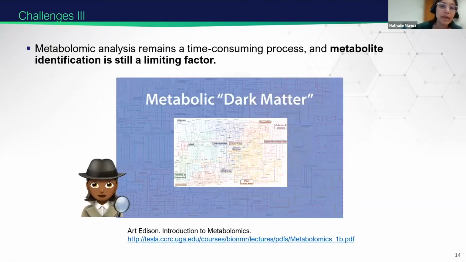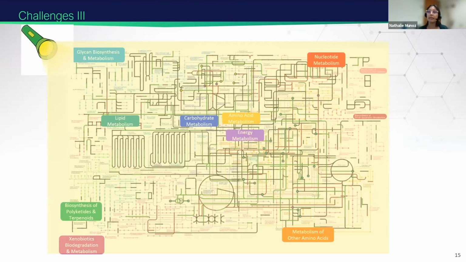And finally, as a third challenge, despite all the advances in technologies and informatics, metabolomics analysis is still a very time-consuming process, and identification of metabolites is a limiting factor. So right now, there are more metabolites than are currently mapped on known biochemical pathways. This is the figure that Christine was showing yesterday.